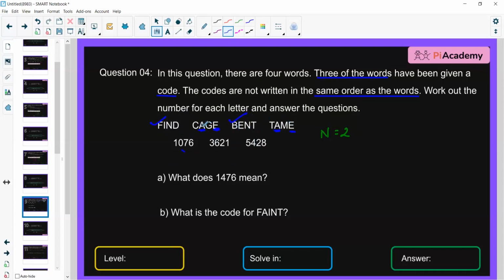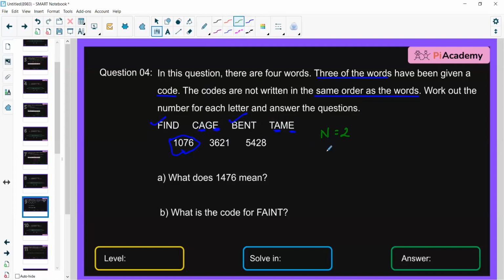And which number can represent either cage or tame? It can be 1076, right? Because this number is either find or bend, and this number is also either find or bend. That means one number is left and two words are left. So cage must be representing 1076 and tame must be representing 1076. From which I can conclude that A and E are in the same position in both the words.